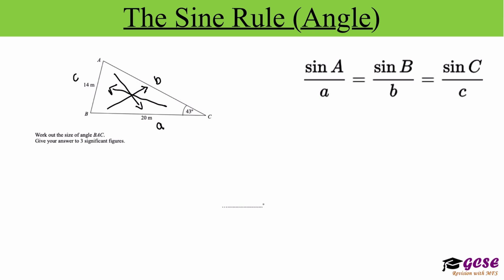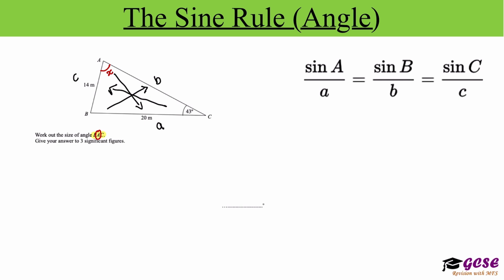Now, the question says work out the size of angle BAC. Now, BAC is just going to be B to A to C. Okay, so it's going to be this angle. Some people remember it by looking at the middle letter, and that's going to be the angle. In this case, it's going to be A, which is the angle, but that's ultimately x, what we're trying to work out.